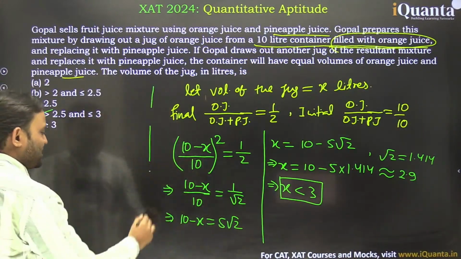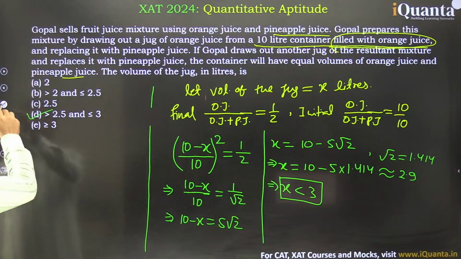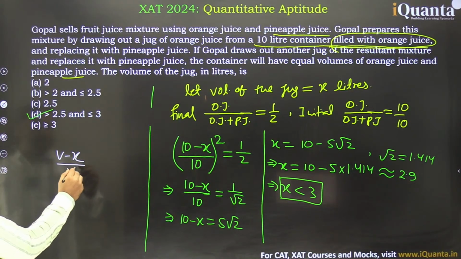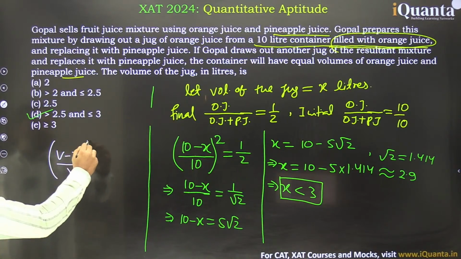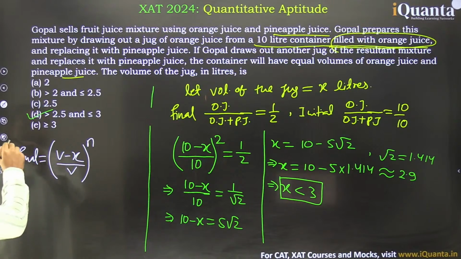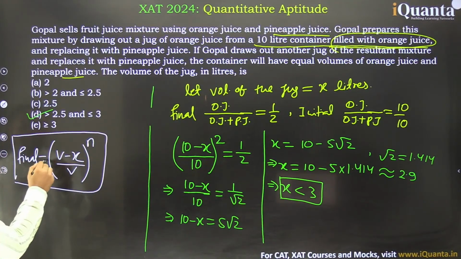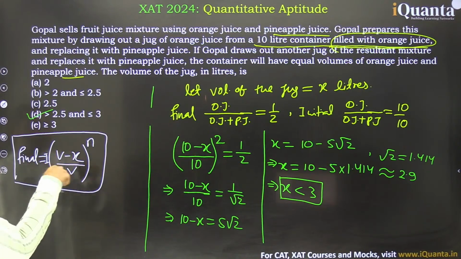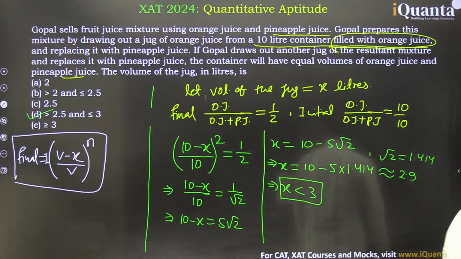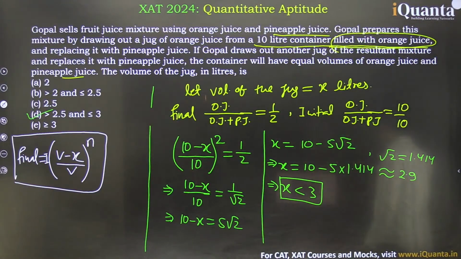In the removal and replacement concept, if you are removing x volume each time and replacing it with another volume, then the final ratio or final quantity is given by this formula. Okay? This is initial into this. So this is what we are doing, if the same method is repeating n times.